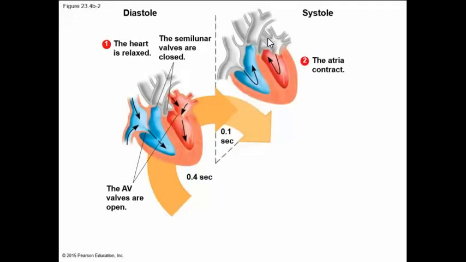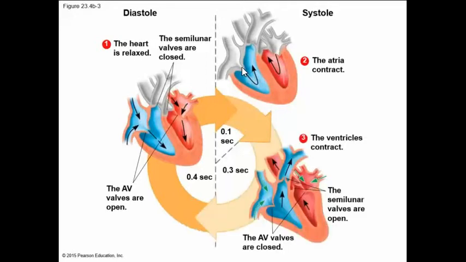In the second part, systole, first the atria contract, pushing the blood into the ventricles. Next, the ventricles contract. When the ventricles contract, the AV valves close, but the semilunar valves open because of the increased pressure in the ventricles. That increased pressure, number 1, closes the AV valves, but opens the semilunar valves. And then blood will flow through each circuit.